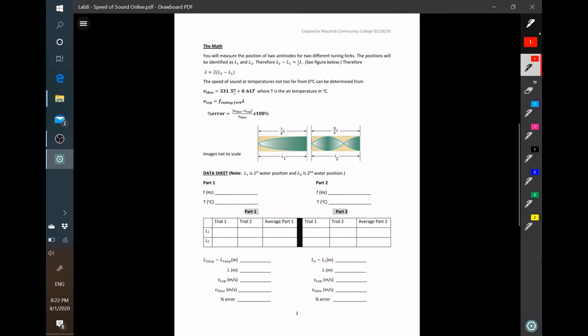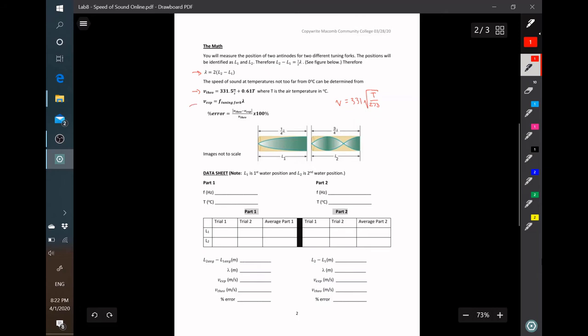The second page shows the math involved. This first equation for lambda, that is what we saw earlier in the video. This equation for the theoretical speed of sound is actually an approximation to one of the equations we had in lecture. It was v is equal to 331 times the square root of T over 273. So we'll use this approximation to determine the theoretical speed of sound in air.